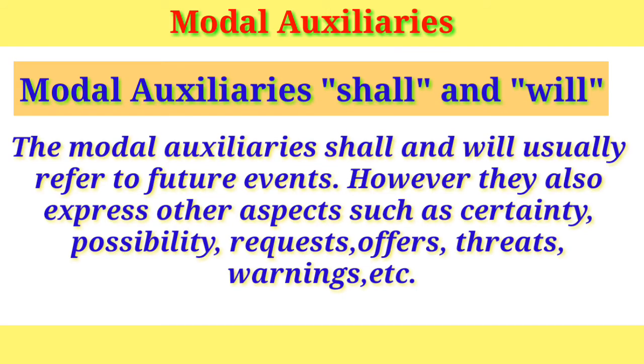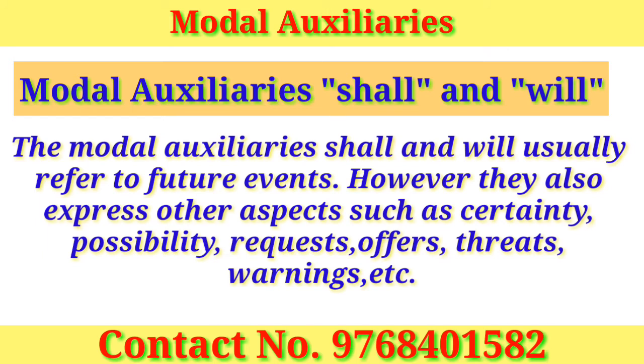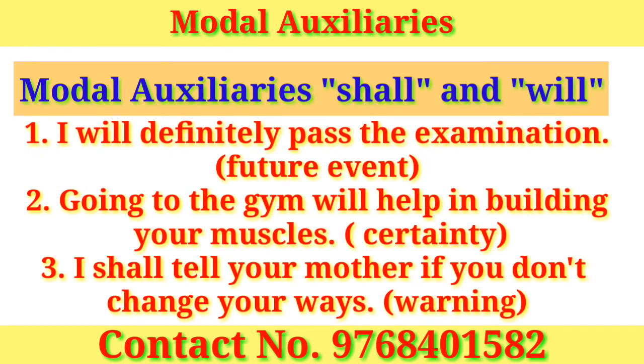Modal auxiliaries shall and will. The modal auxiliaries shall and will usually refer to future events. However, they also express other aspects such as certainty, possibility, request, offer, threats, warning, etc. The auxiliary shall is generally used with the subject I or we. Let's see some examples. I will definitely pass the examination. Next example, going to the gym will help in building your muscles. Next example, I shall tell your mother if you don't change your ways.